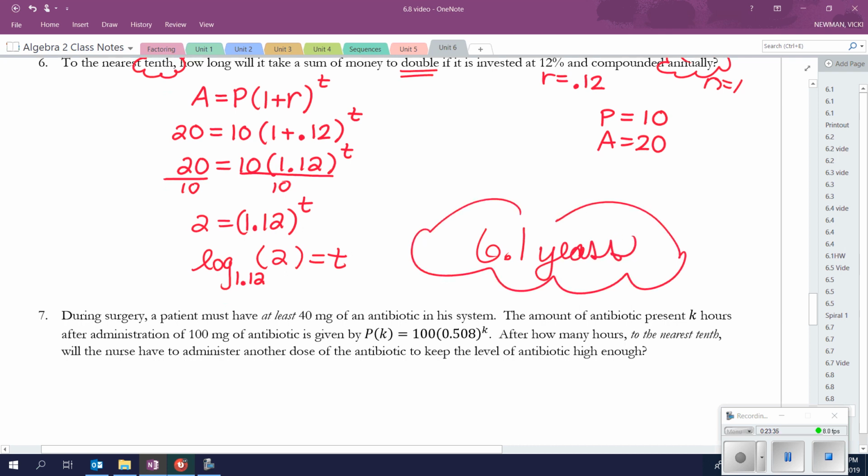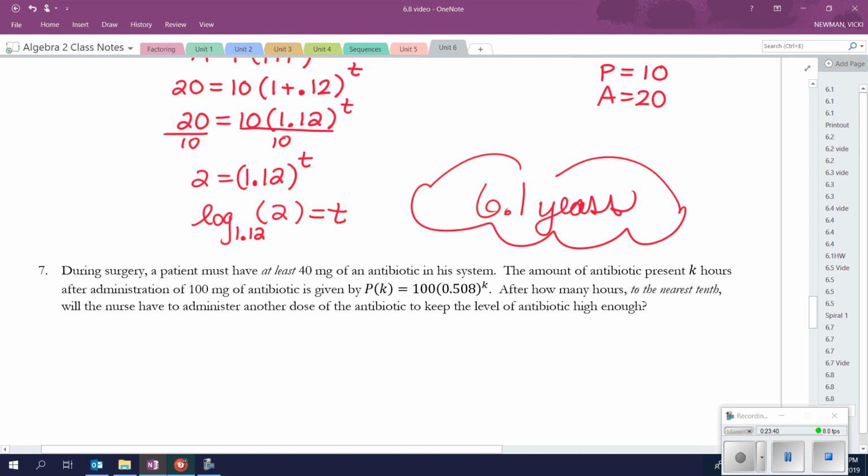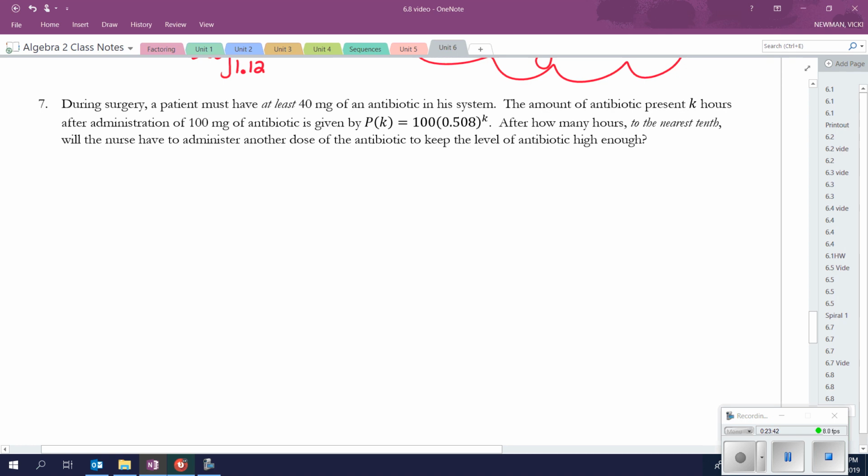Okay. So those are all the ones where you have to memorize the formula. Then sometimes the formula is just given to you. I feel like there's something missing here. No, there's not. So sometimes it's just given to you. Okay, so during surgery, a patient must have at least, I sometimes think you guys don't understand the definition of at least. That means minimum 40 milligrams or more, okay, of an antibiotic in his system.